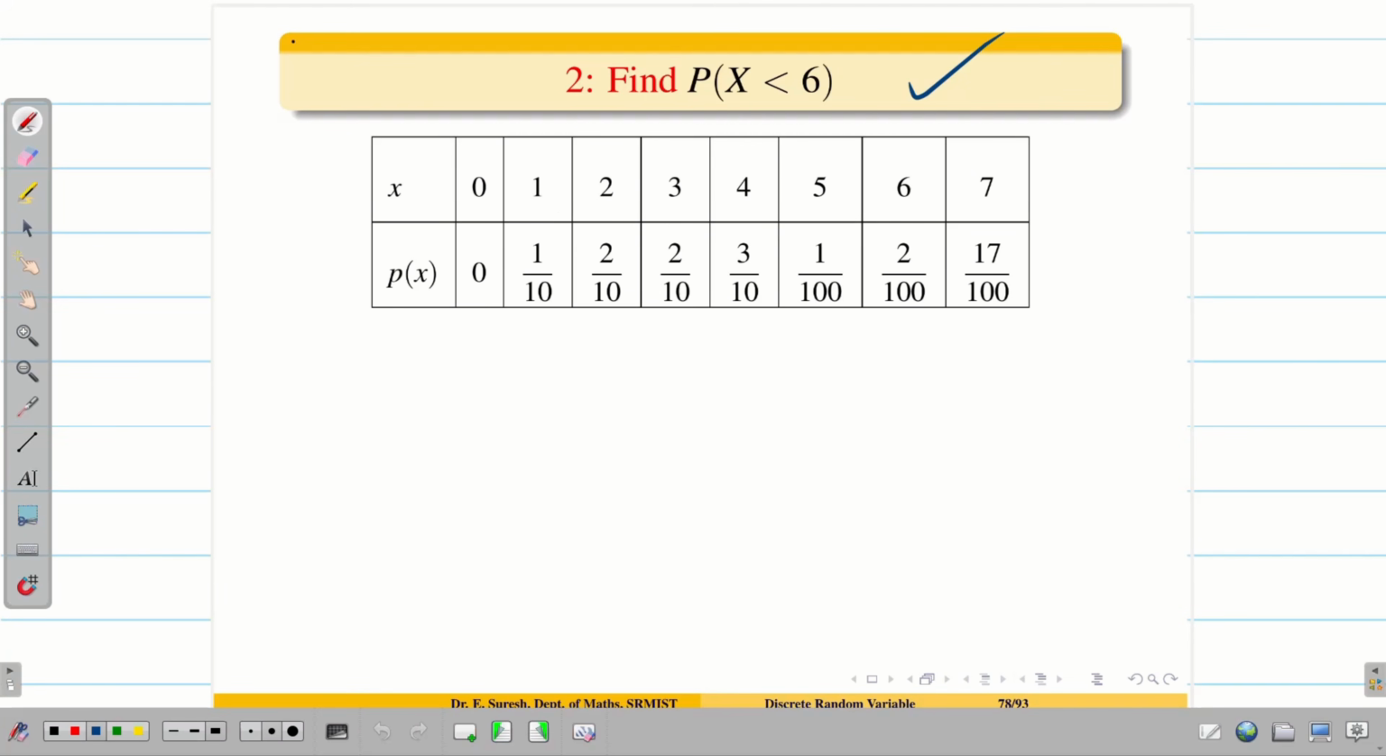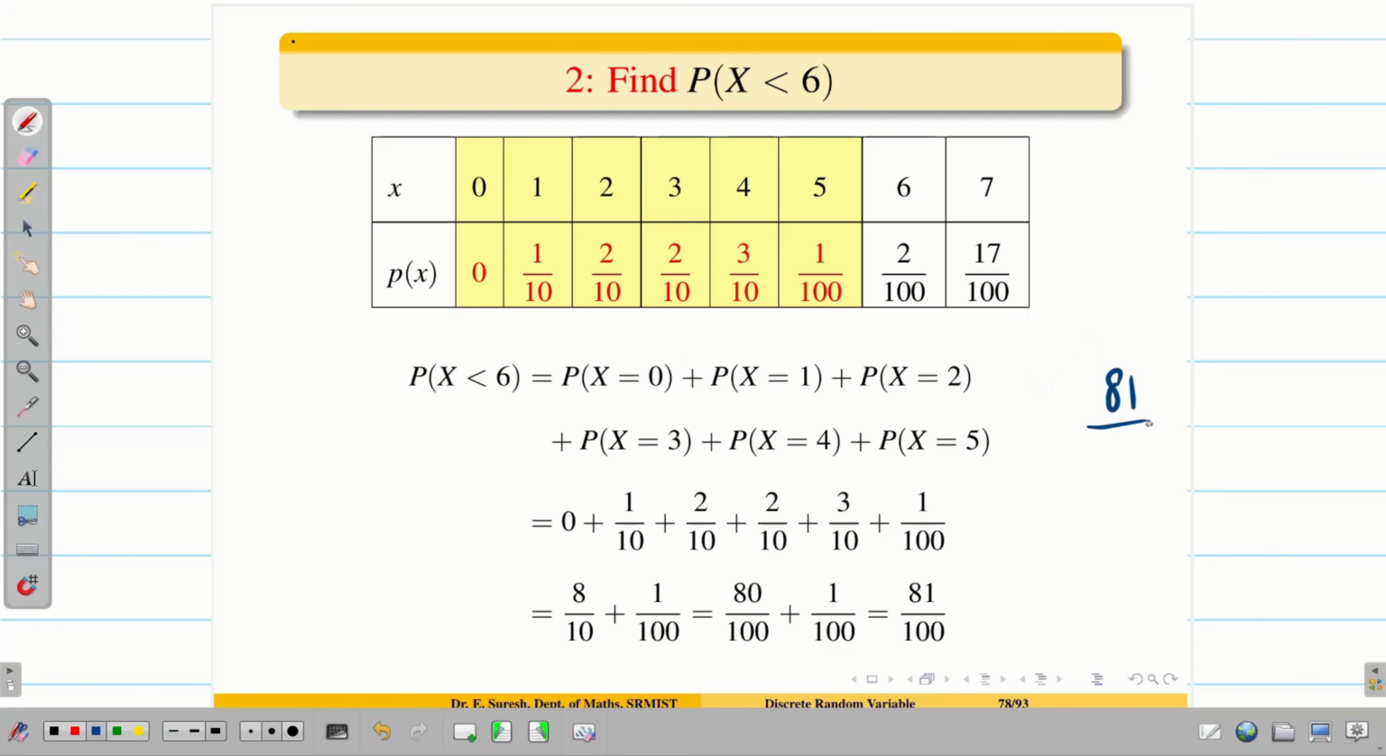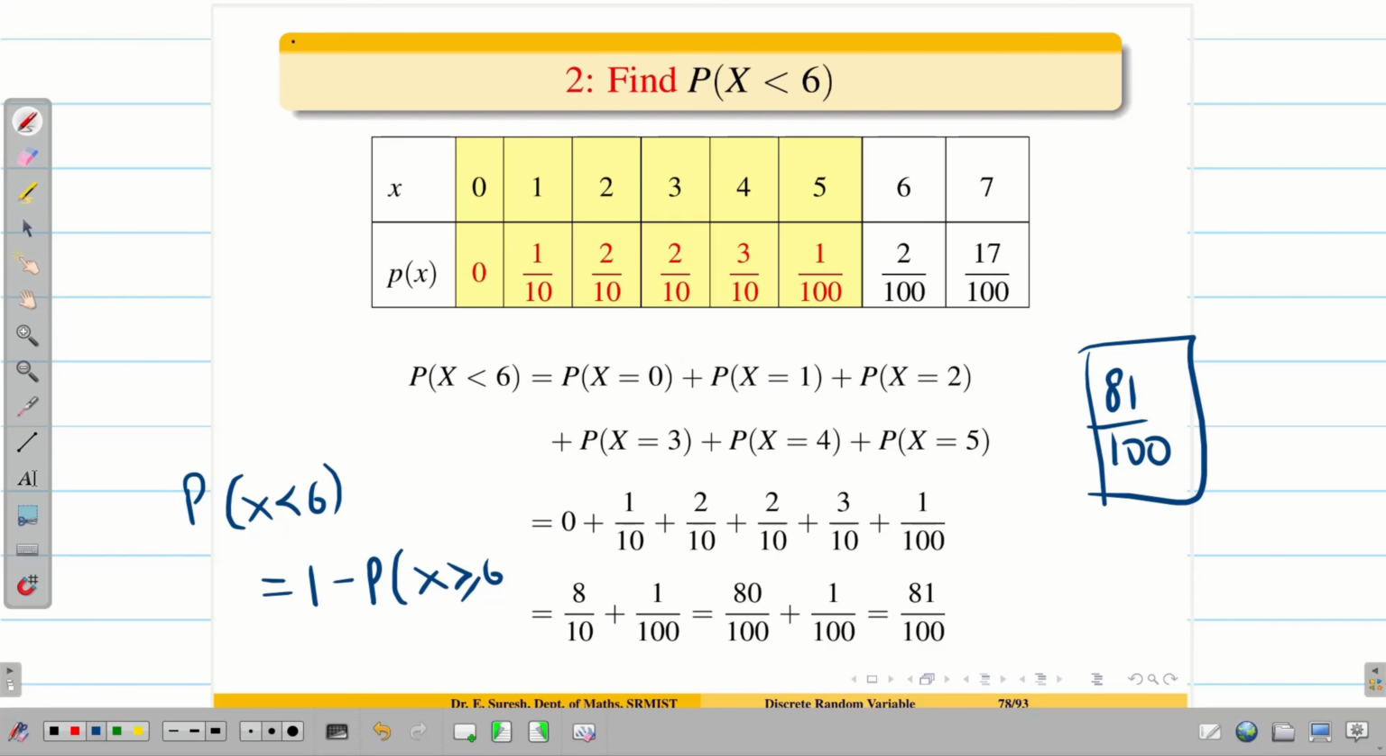Next, these things are very obvious. You know how to do it. Let us do one by one. So P of X less than 6. In a classical way, you just add all the terms, take the LCM and you get the answer, that is 81 by 100. Or if you think that these values are bigger, then you can use the complement technique. P of X less than 6, I can rewrite this as 1 minus probability of X greater than or equal to 6. So it is nothing but 1 minus 2 by 100 plus 17 by 100. So it is going to be 1 minus 19 by 100, that is 81 by 100.